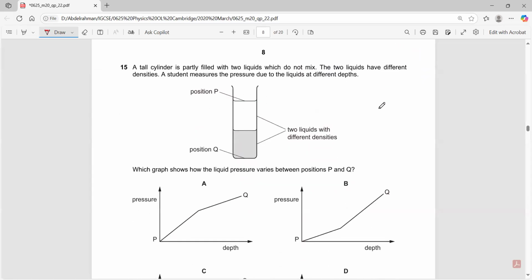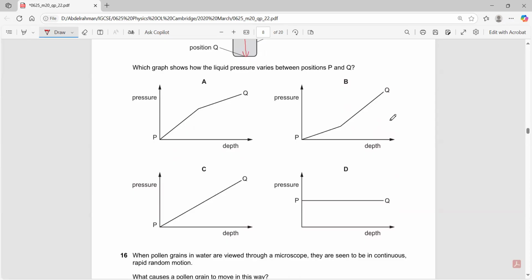A tall cylinder is partially filled with two liquids which do not mix. You have position Q and position P. Which graph shows how the liquid pressure varies between P and Q? As you move from P all the way to Q, what happens to the pressure? The pressure increases, right? Should it increase with the same rate as in C, for example? No, it will increase, but not with the same rate.